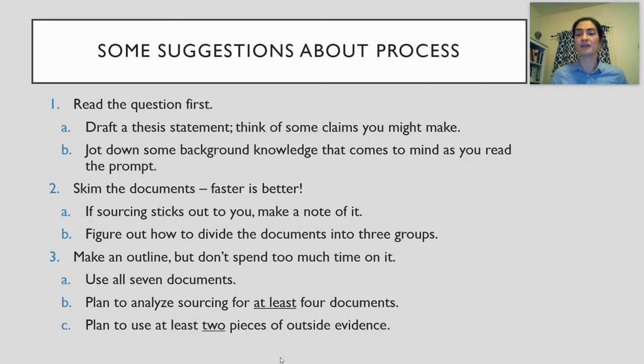Finally, for exactly the same reasons, you want to plan to use at least 2 pieces of outside evidence. And when you're jotting down a quick outline, make a note of any key terms, any people, any events, any concepts that are not covered in the documents that you can still use to try and answer the question, to try and support your argument. Put some outside evidence in there. And again, if you try with one and you fail, you have a backup plan, and that's a good way to maximize your score. We're going to practice this in class.